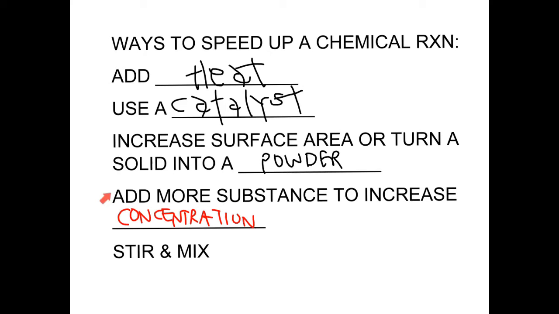Also adding more substance to increase the concentration. So if you have X amount, so many milliliters or grams of a substance, and you increase that, then there's more of it there to react with the other reactant. And oftentimes even just stirring and mixing, you know that from cooking, helps get things dissolved or get things to react quicker.